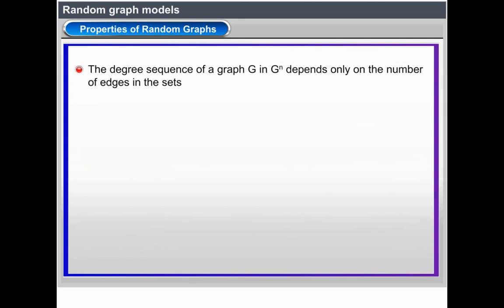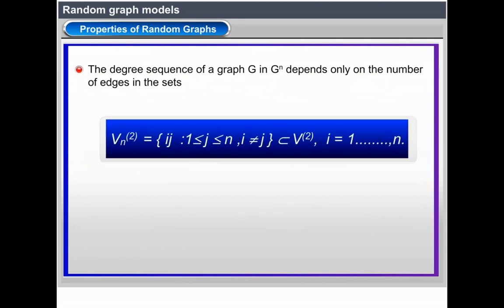The degree sequence of a graph G in G^n depends only on the number of edges in the sets. V^(2) equals {i, j}, where 1 ≤ j ≤ n, i not equal to j, is a subset of V^(2), i equal to 1, etc. n.